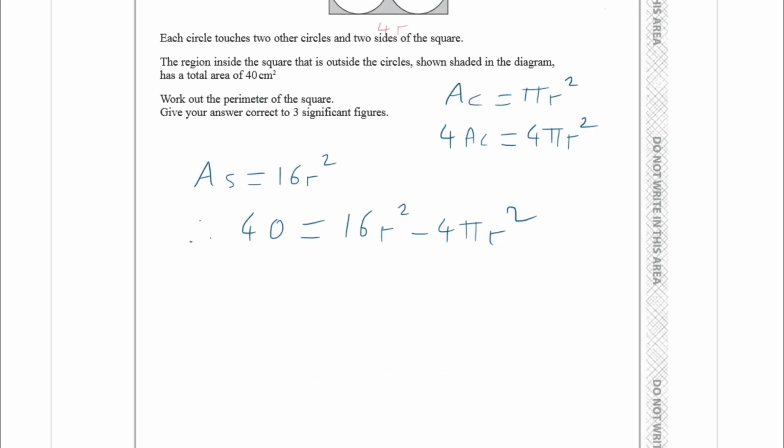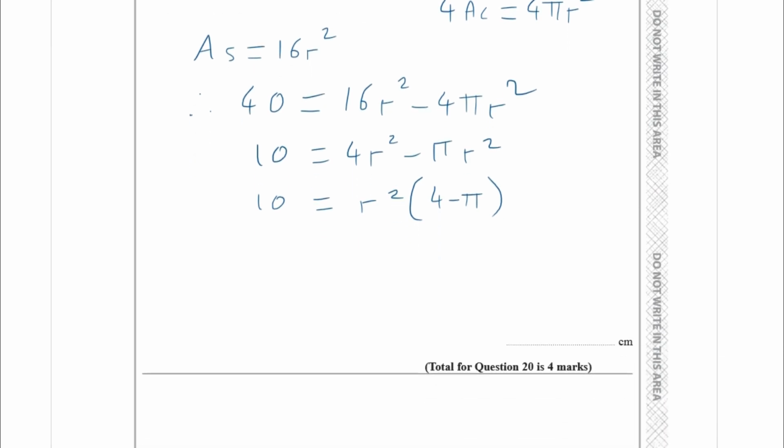And this is a good place to start to figure out what r looks like. So dividing everybody by 4 here, we can say 10 is equal to 4r squared minus pi r squared. On the right hand side, factorizing by r would be a good idea so that we can get a look at what r might look like. So 10 is equal to r squared times (4 minus pi).